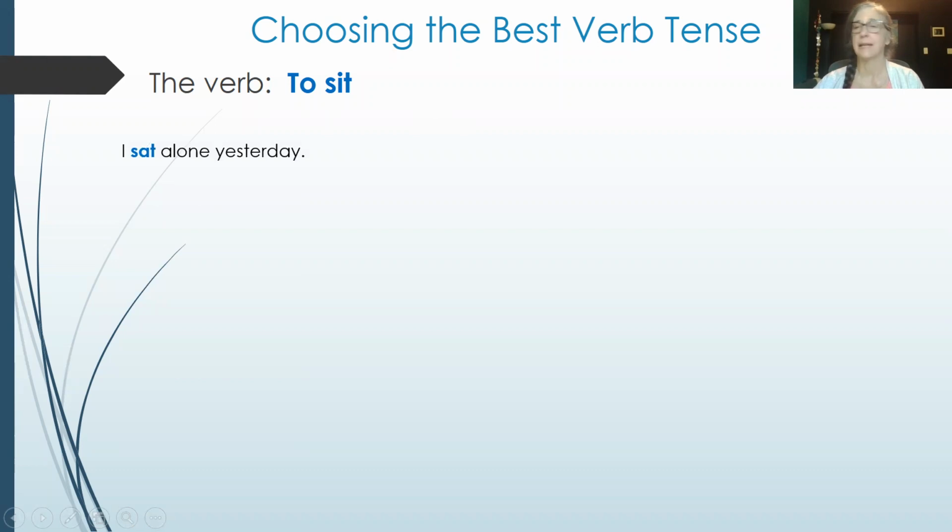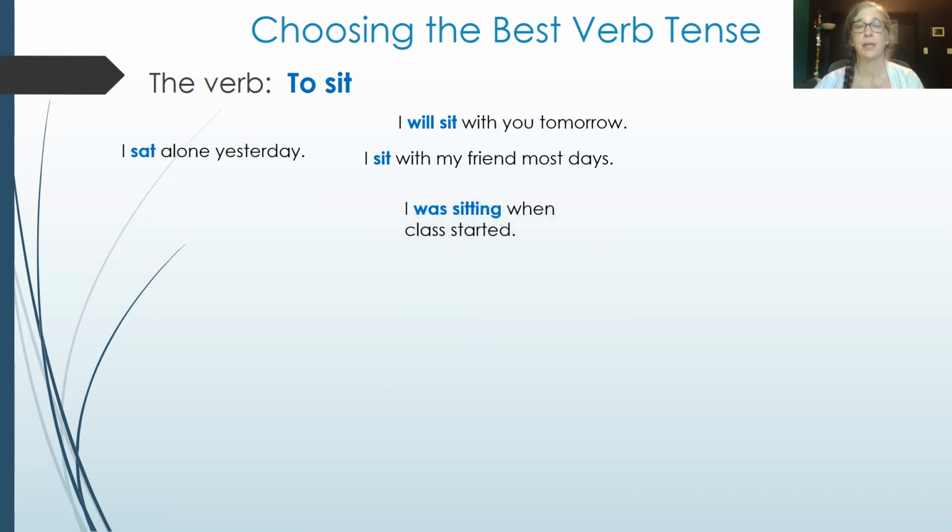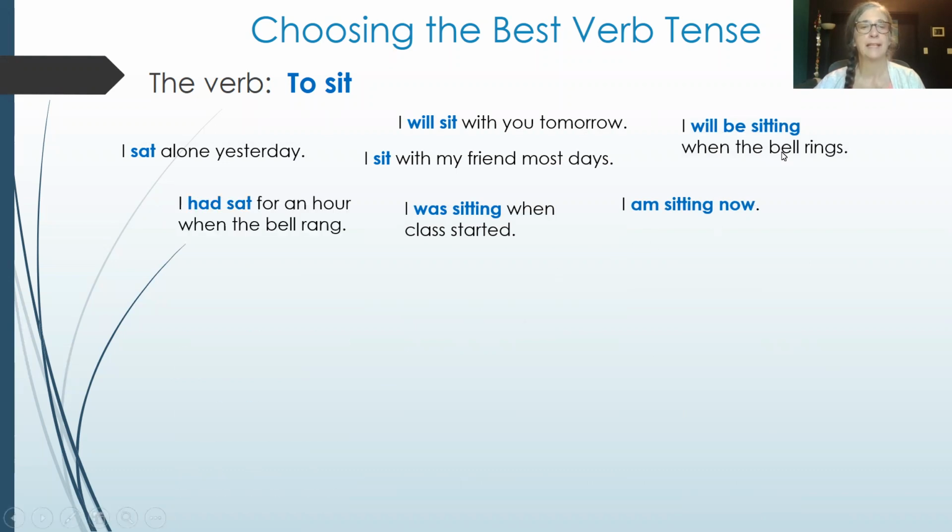We've got I sat alone yesterday. I sit with my friend most days. I will sit with you tomorrow. I was sitting when class started. I am sitting now. I will be sitting when the bell rings. I had sat for an hour when the bell rang. I have sat for an hour. I will have sat for an hour when the bell rings.